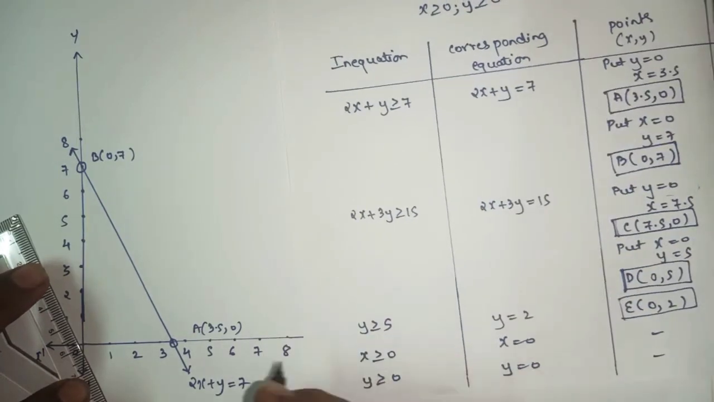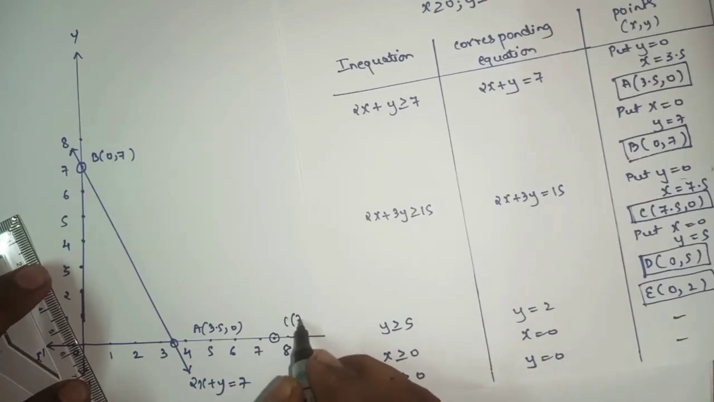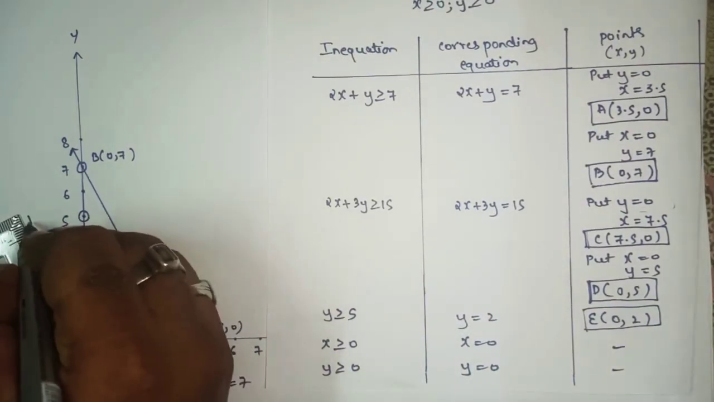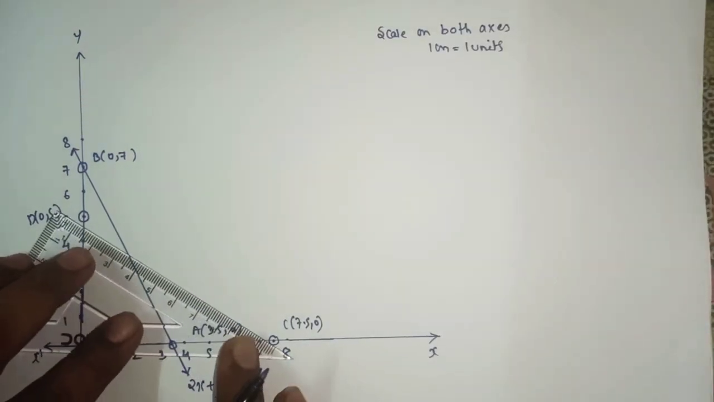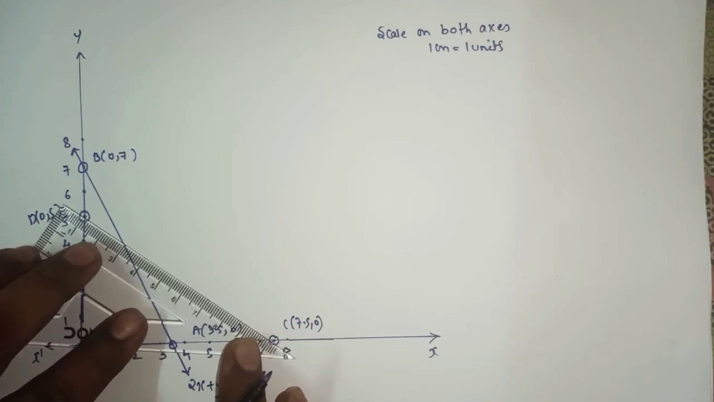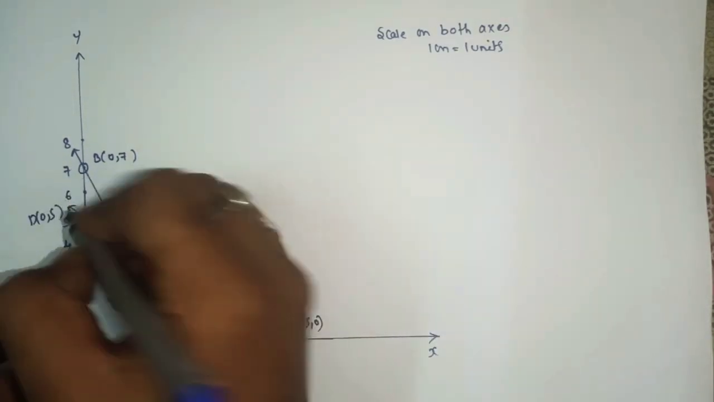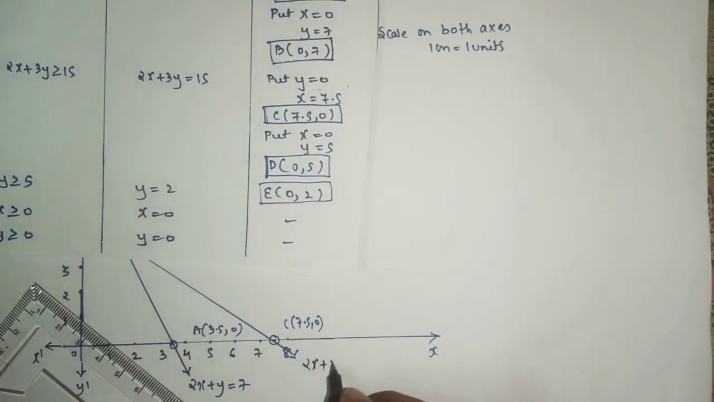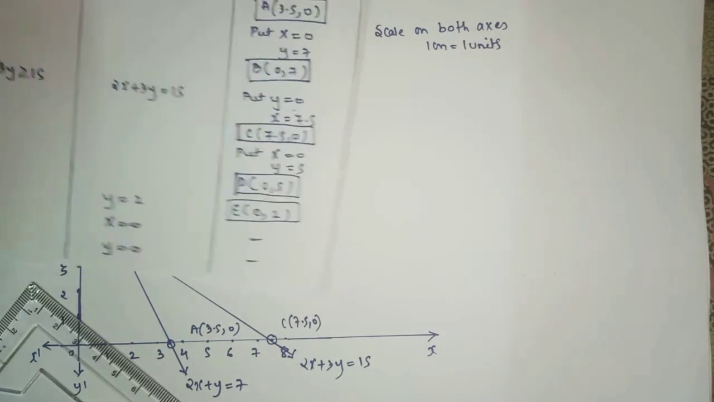7.5, it lies between 7 and 8. So C is 7.5 comma 0, and D is 0 comma 5. Now we'll join these two points. So what was the second equation? It was 2x plus 3y equal to 15. Okay, now what is the third?